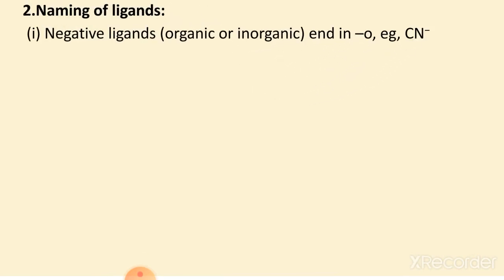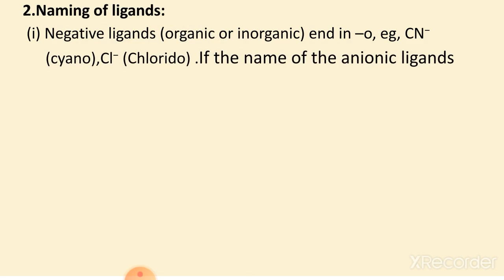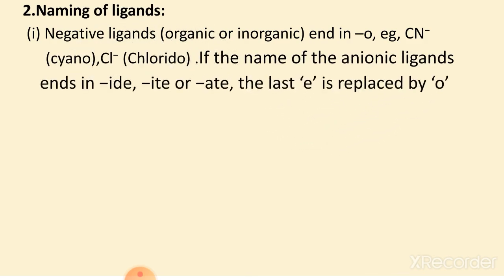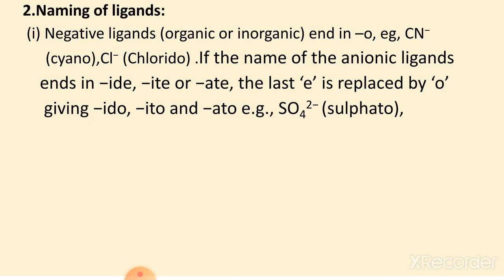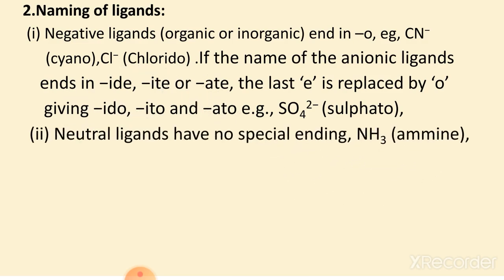Now second, naming of ligands. How can we write the name of ligands? I also told you this in the second lecture. So look here: negative ligands, organic or inorganic, end in -o. For example, CN⁻ is cyano, Cl⁻ is chlorido. If the name of an anionic ligand ends in -ide, -ite or -ate, the last e is replaced by o, giving -ido, -ito and -ato. For example, SO4²⁻ is known as sulfate, so you write the name sulfato. So this is all about the negative ligands.